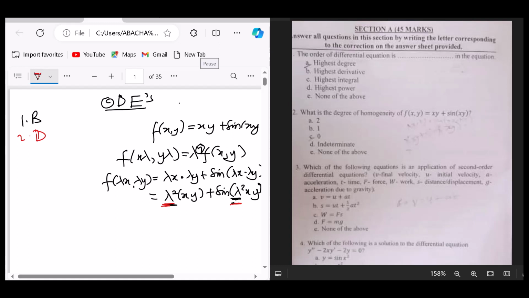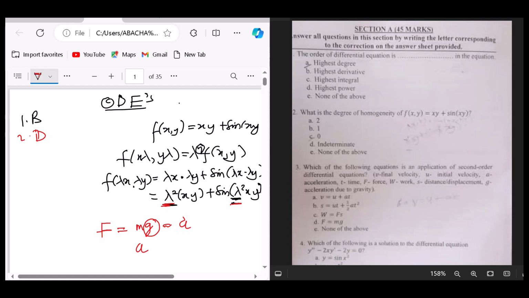We have W equals Fs, D: F equals Mg, and E none of the above. So which of them will be the answer? It is simple. The answer will be D, because for D we have F equals Mg, and we know that this g is the same as acceleration.